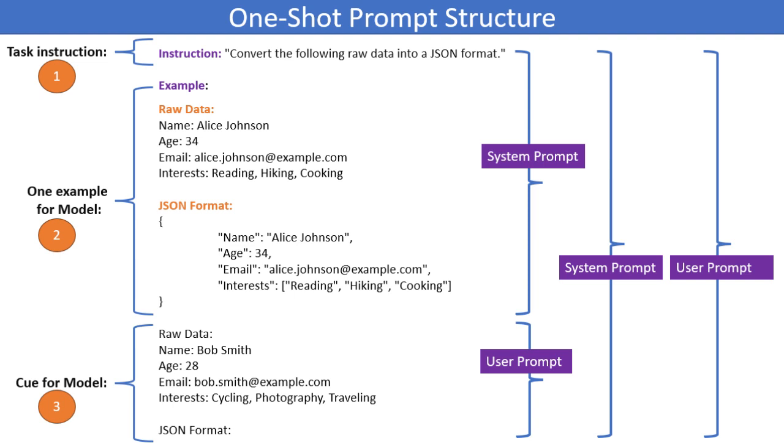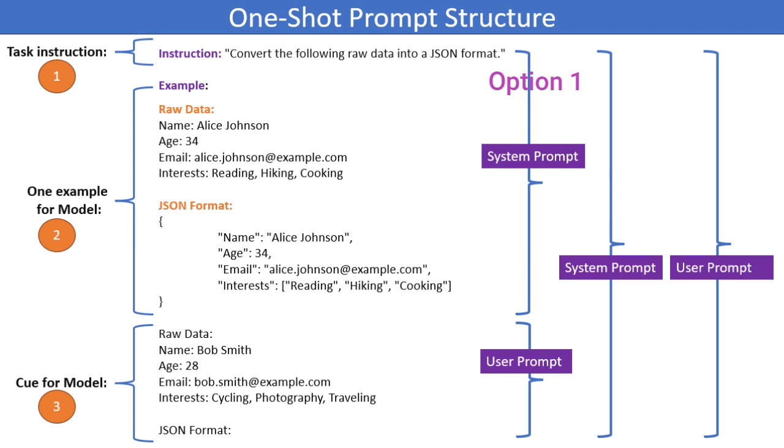Now, depending on the tools you are using or the models you are using, you can ingest this one-shot prompt in three different ways. The first option is where you put the instruction and the example inside the system prompt, and then in the user prompt, you ingest the cue for the model.